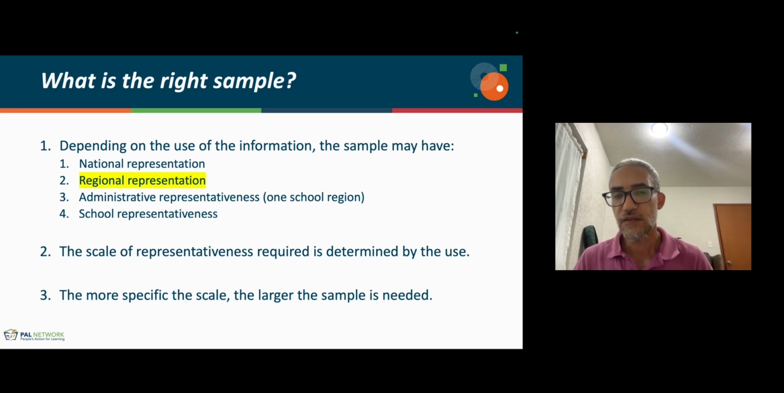The second important point in this kind of decision is the scale of representativeness. The scale of representativeness required is determined by the use. The use is critical to understand why this sampling is not in schools or is not in a national survey. These are the kinds of decisions we can make thinking about the use. And the third important point is the more specific the scale, the larger the sample needed. In terms of logistics, you need to ask what the trade-offs are of choosing a huge sample or a small sample.